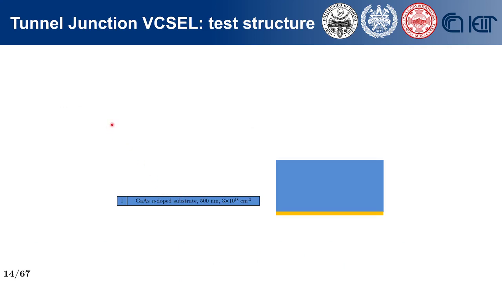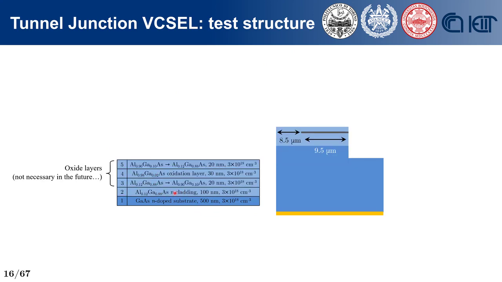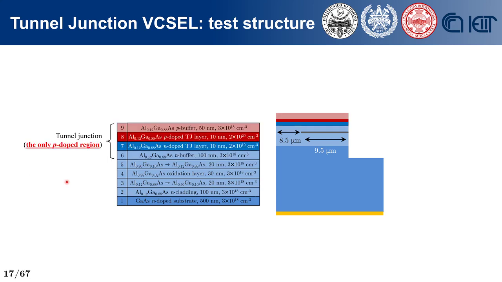So, in this work we are not going to focus on a tunnel junction VCSEL, but just on a test structure focused on carrier transport. Grown on an n-doped substrate, we find a cladding and then some oxide layers. These are just there because of the preliminary studies performed with this device, but of course oxide layers are not going to be necessary in the future.